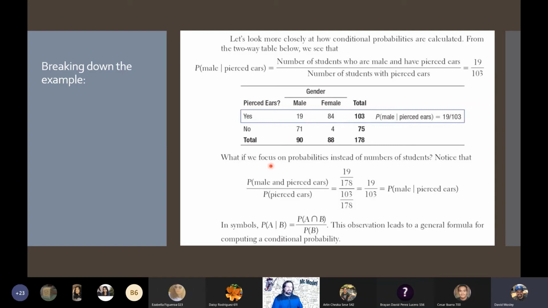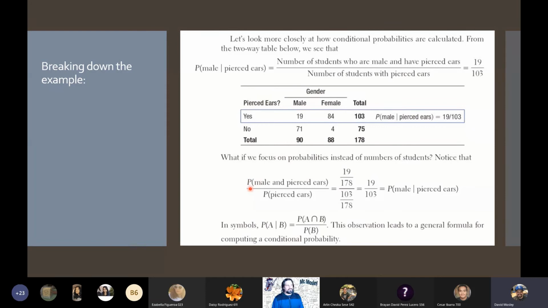We can also look at this by just focusing on the probabilities that we already had, instead of just the counts. We want to look at it this way because there are scenarios when you will not have the counts of everything. You'll just be given the proportions, maybe a decimal or a fraction of different events occurring. You have to use that to find these conditional probabilities.